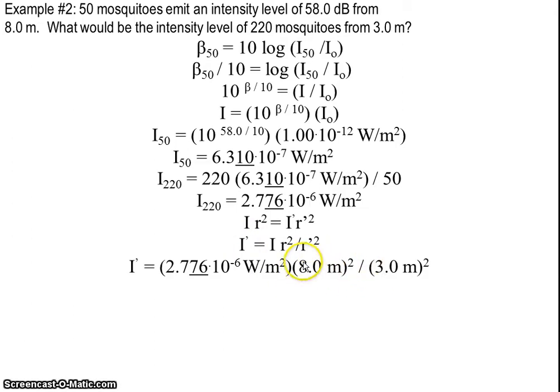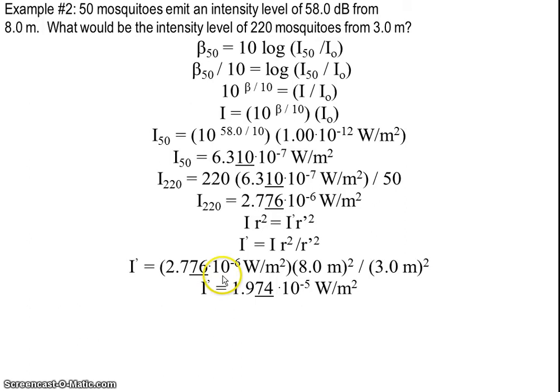You can see, make sure you square your distances here so you get the correct answer. So this will be the new intensity of 220 mosquitoes at 3 meters away. And again, it should be greater than what it was at 8 meters away. So you can see that that exponent is a larger number, I'm sorry, it's a smaller negative, which makes it a larger intensity.